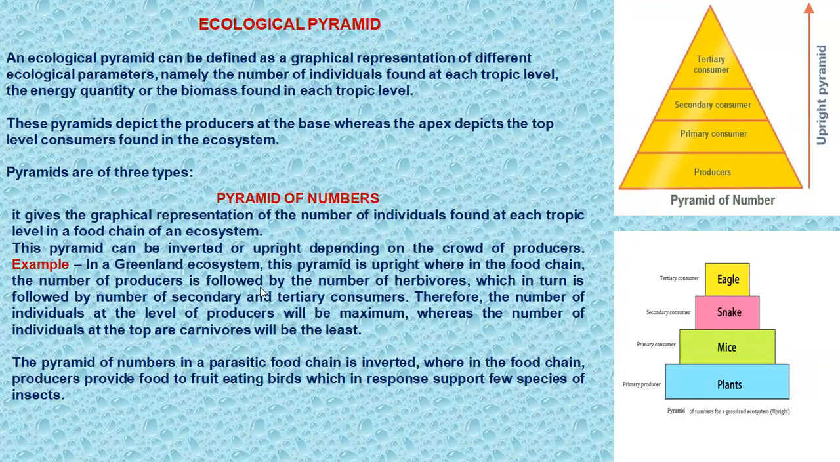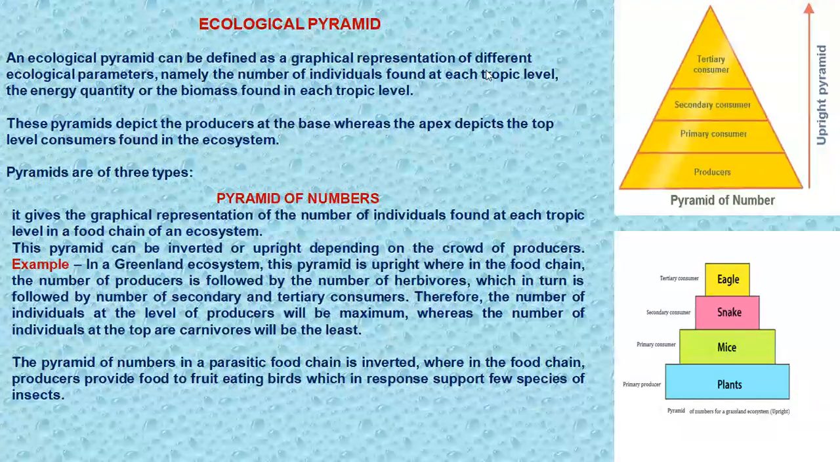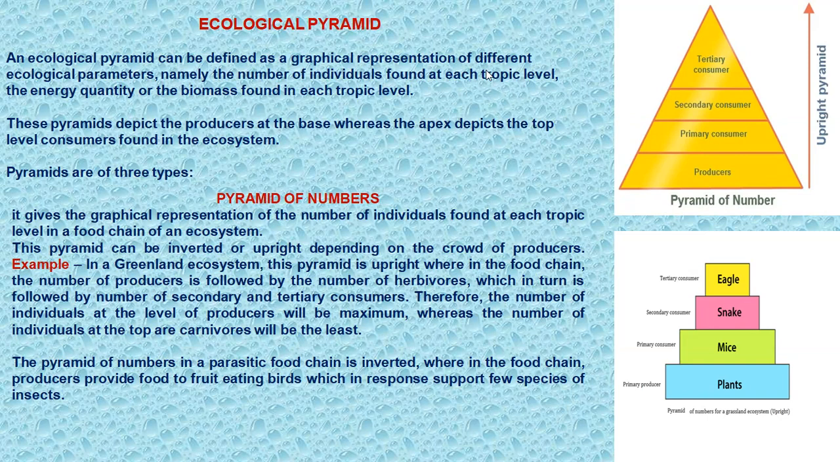Now we discuss ecological pyramids. An ecological pyramid can be defined as a graphical representation of different ecological parameters, namely the number of individuals found at each trophic level, the energy quantity, or the biomass found in each trophic level. These pyramids depict the producers at the base, whereas the apex depicts the top level consumers found in the ecosystem. Pyramids are mainly of three types.